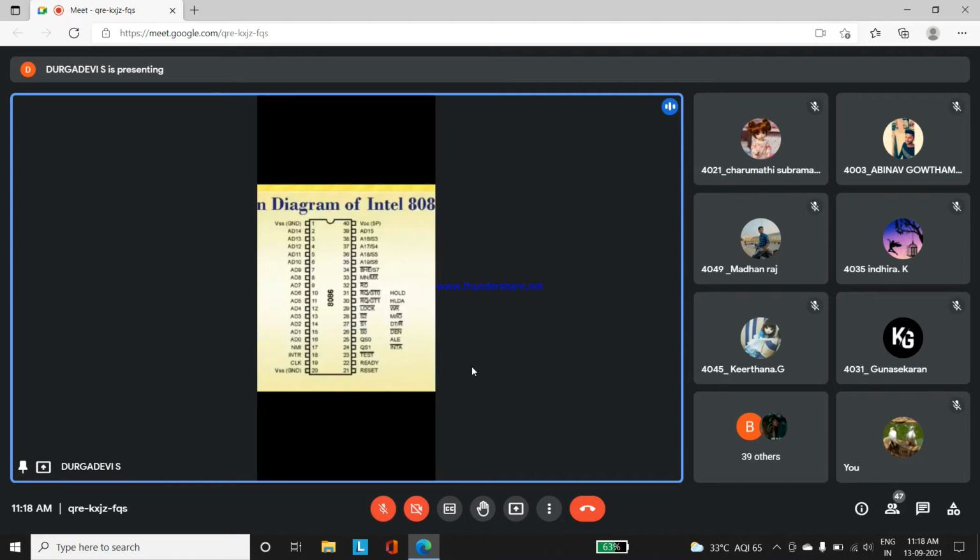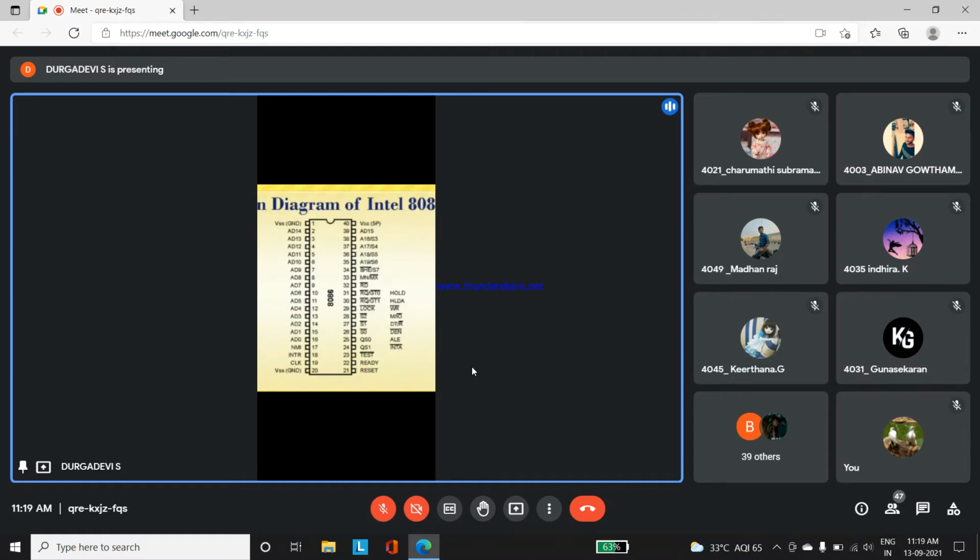What control signal? Read control signal, RD bar. Only then you are eligible to read some data from the memory. Third step, the data read will be sent through your data bus. So these are the things you have to connect to your memory. Address bus should be connected, data bus should be connected, and read-write control signals should also be connected.